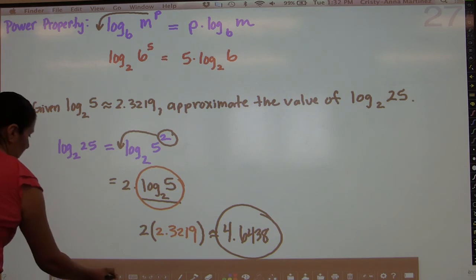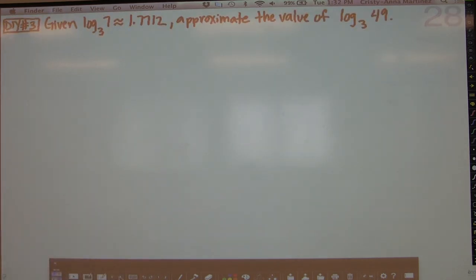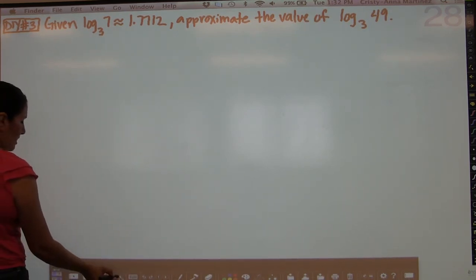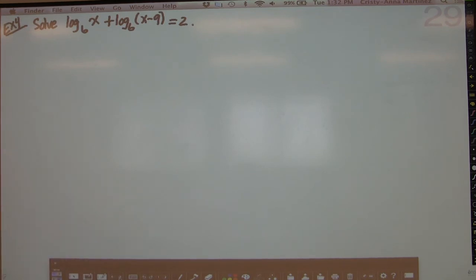All right, so now you can try this example. Again, just make sure that you take the log base 3 of 49 and rewrite it so that it includes log base 3 of 7, which is what was given. And then we're going to have our last example, which is solving. So we're going to use some of these properties to be able to solve an equation.